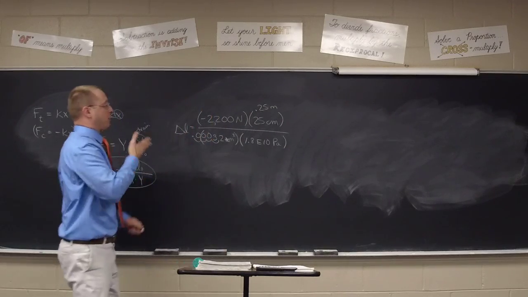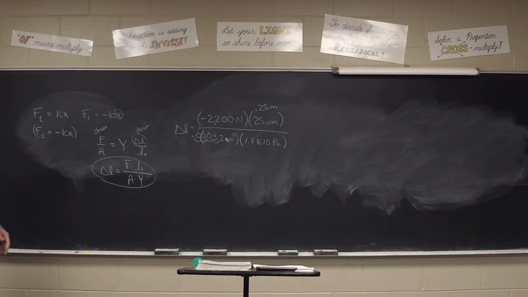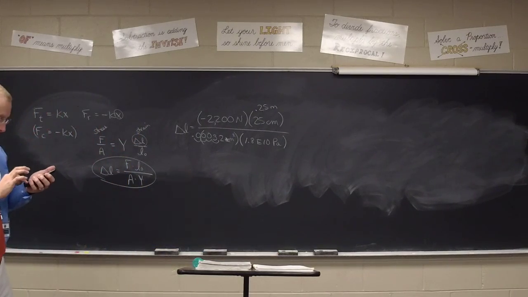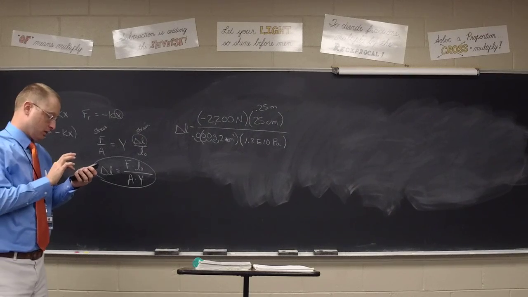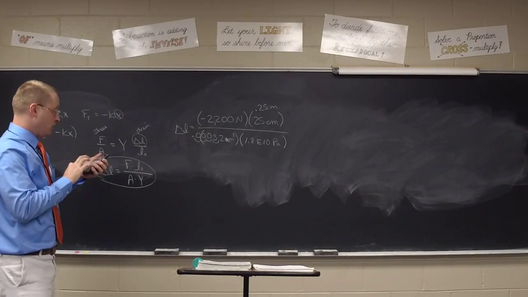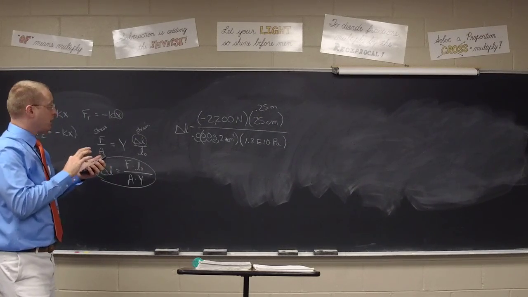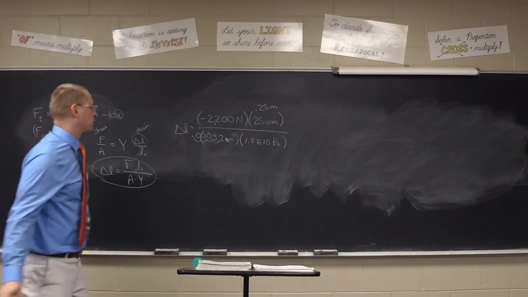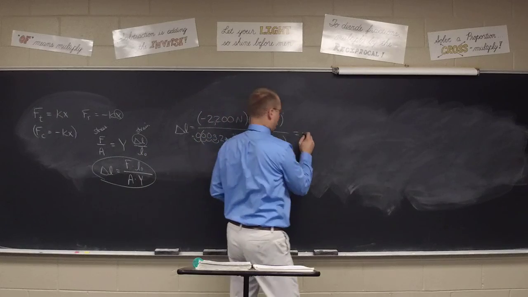So on your calculator, go and plug it into negative 2,200. I'm going to just go times 25. Divide by the 0.00032 and divide by 1.8 E10. And what do we get for the compression of the bone?